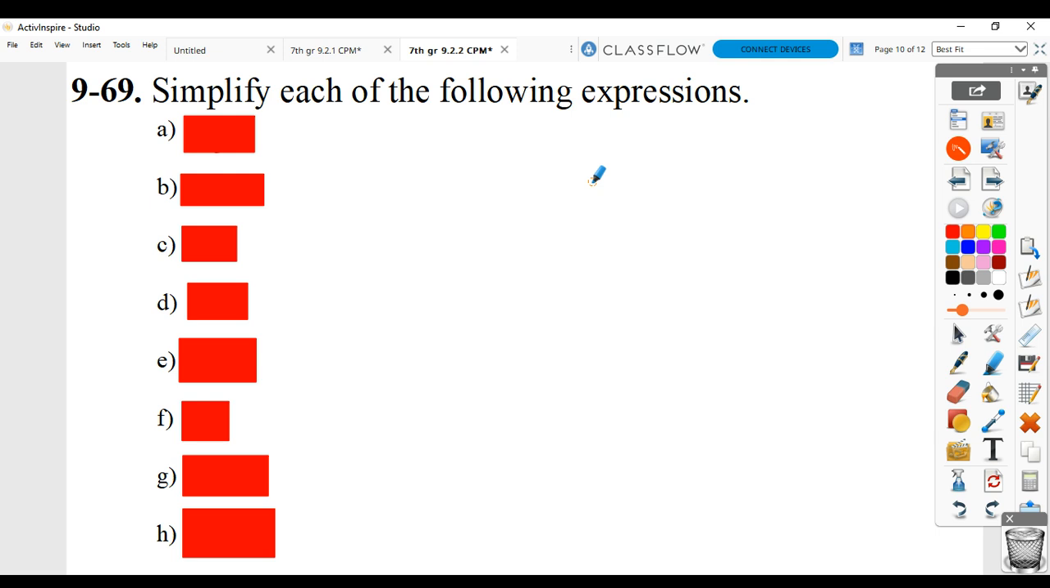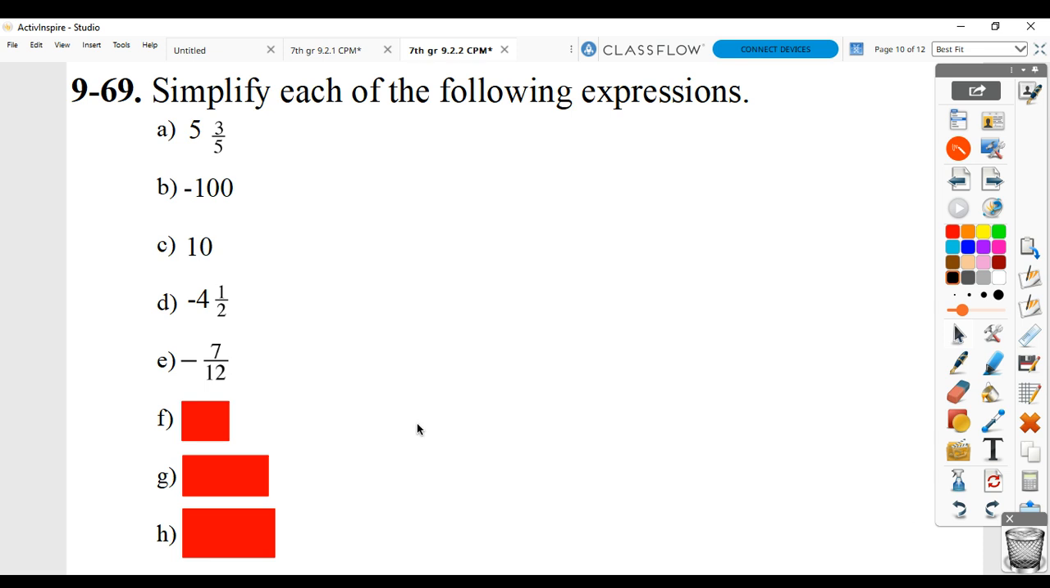For 969, make sure you have the work shown. I just have the answers here, but you need to have some work shown as well. So the first one is 5 3/5, then negative 100, 10, negative 4.5, and you could go with a decimal there too, negative 7/12, 29/50, which you could go with a decimal there as well, negative 7/100, and negative 56 1/2. So again, have work to justify those answers.